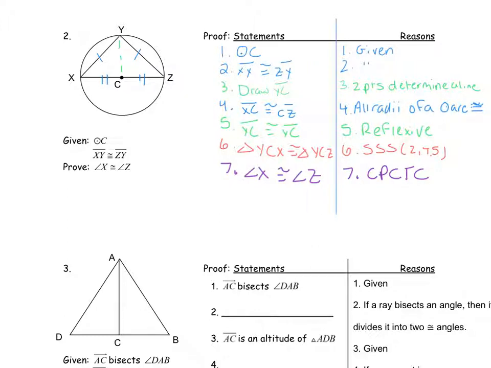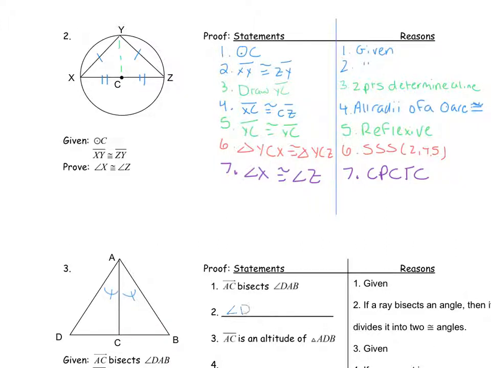Okay, so let's go ahead and give this last proof a try. This one I was nice and just gave you a little fill in the blank here. So the first statement says that ray AC bisects angle DAB. What do you guys know about if a ray bisects an angle? Hopefully you're saying two congruent angles. If you are, you would be right. So if we're bisecting angle DAB, the two angles that are congruent would be angle DAC and angle BAC.